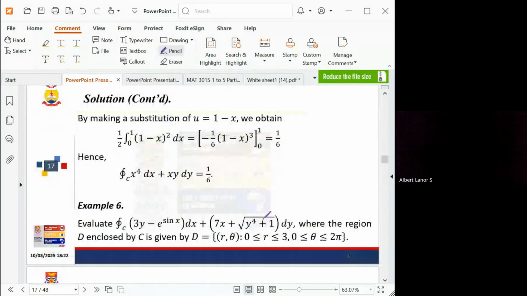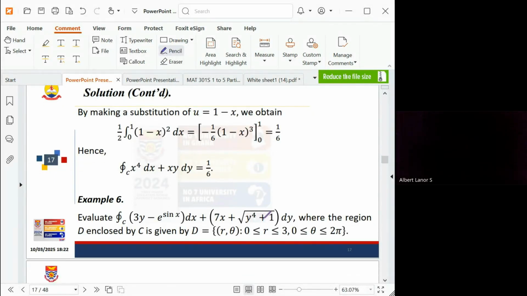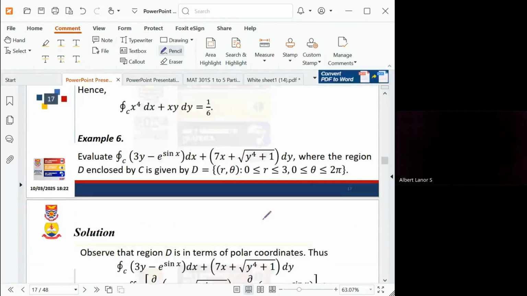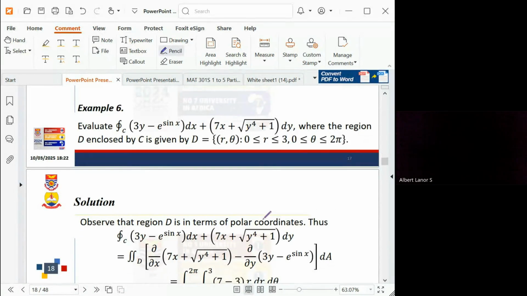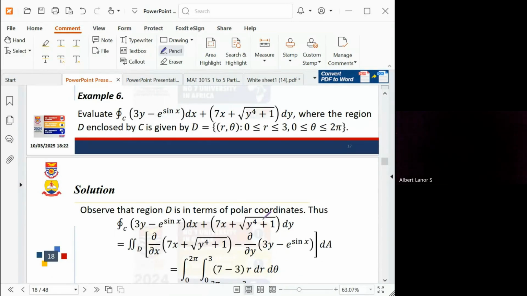Okay, so that's the required solution. Now let's look at example 6. We want to evaluate 3y minus e to the sine x dx plus 7x plus e to the y dy, where D is a region enclosed by a circle. Now, r takes values from 0 to 3, and theta takes values from 0 to 2 pi.